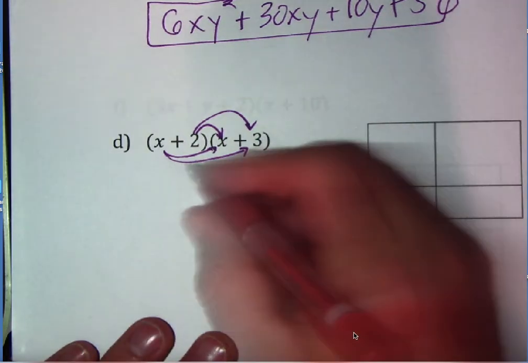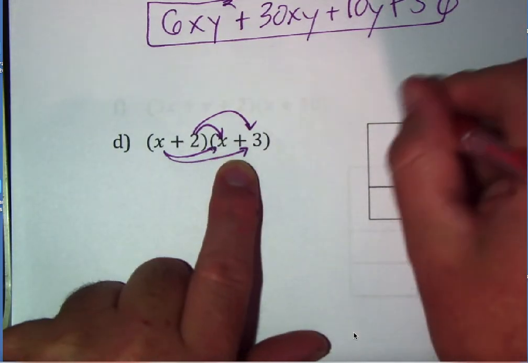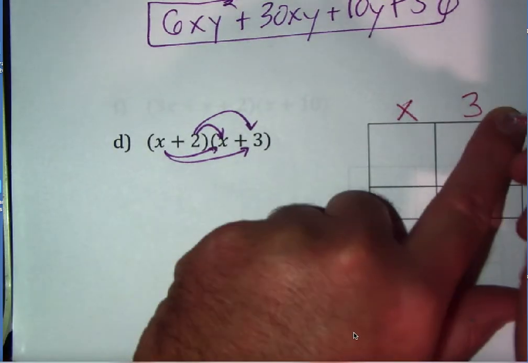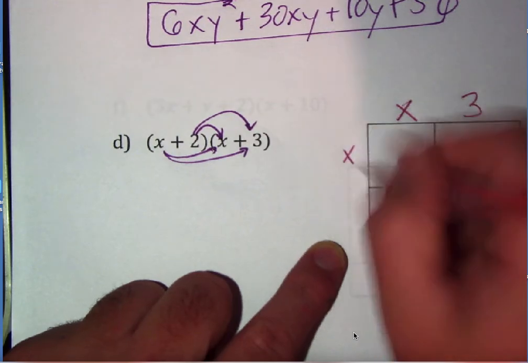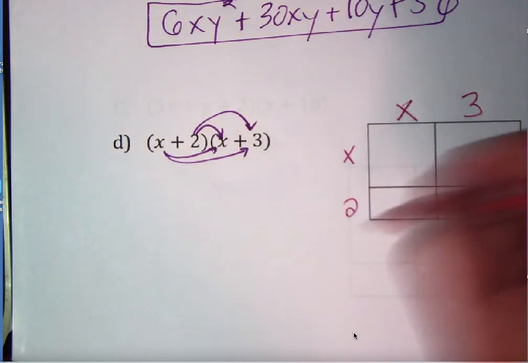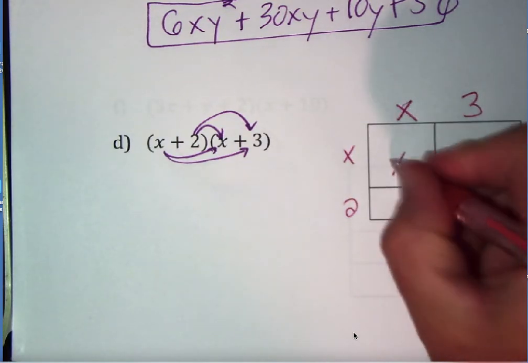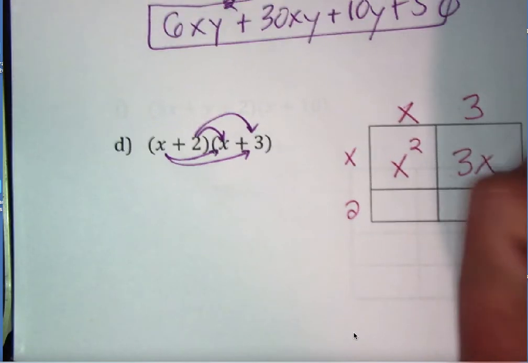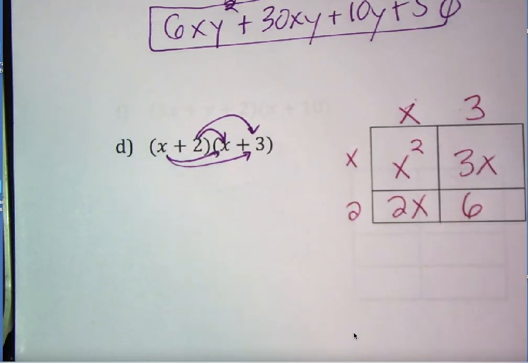I'm really partial visually to the area model, so this is how you use the area model. You take one parentheses, x plus 3 on the one side, and then x plus 2 on the other side. And then there's a nice way to keep organized and get all 4 products. X times x, x squared. 3 times x, 3x. 2 times x, 2x. 2 times 3, 6.